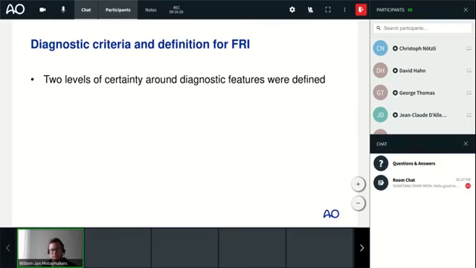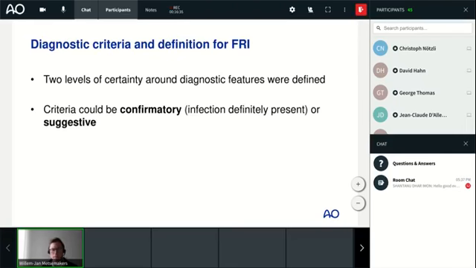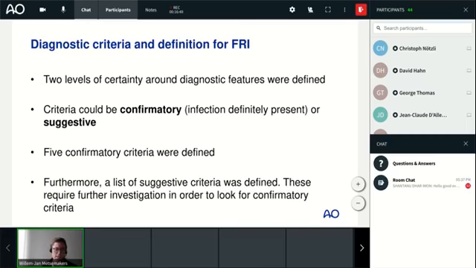So we have different diagnostic features, and actually we developed 2 levels of certainty. First of all, there are confirmatory criteria, so this means that the infection is definitively present, compared to suggestive criteria. Over the years, we have now developed 5 confirmatory criteria based on the most recent literature, and of course, a list of suggestive signs. Let's start with the confirmatory criteria.